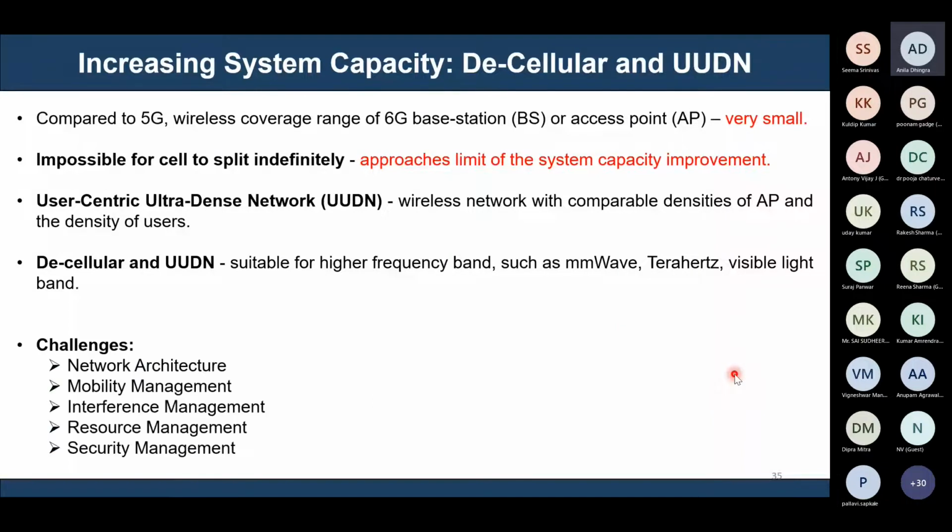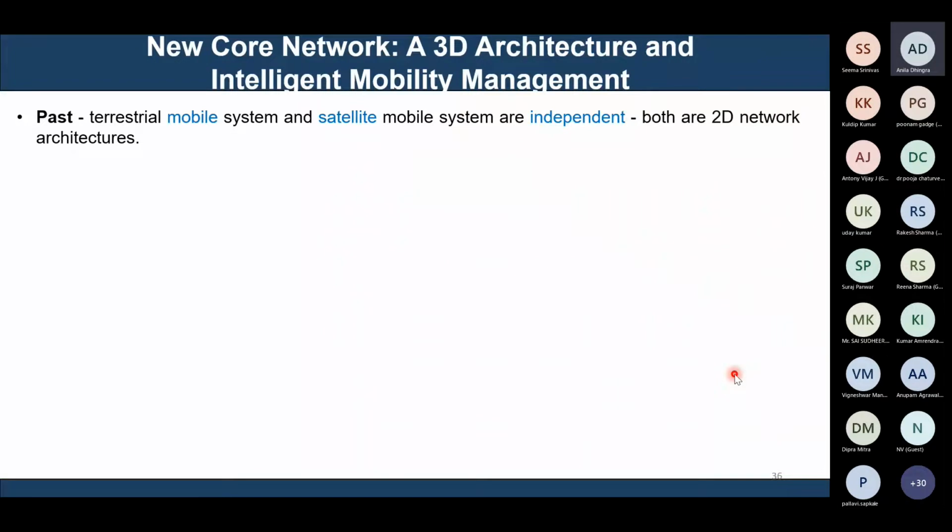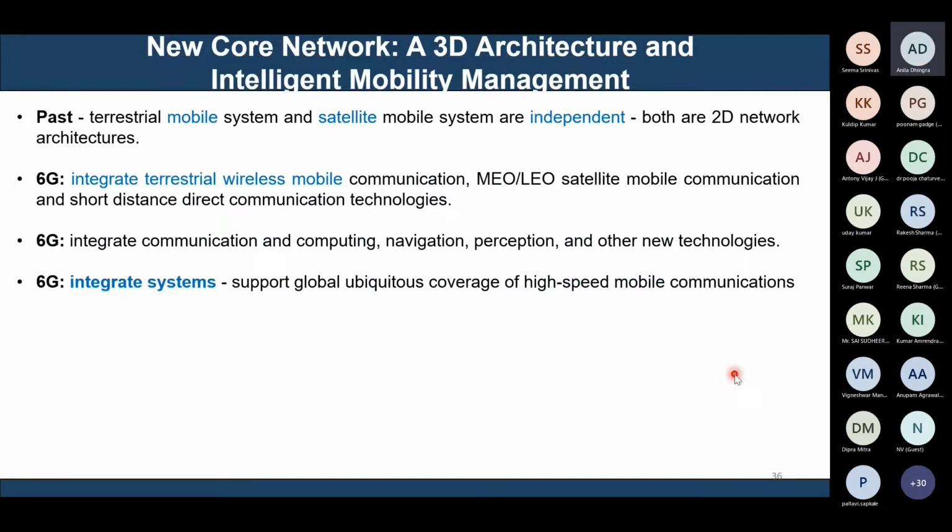But the problems are network architecture, mobility management, interference management, resource allocation, and security. These are the challenges in this particular field. Correct. So what was the past? The past was that we had a mobile communication system and a satellite communication system. They were independent. It's kind of a 2D network. Now what we are targeting is integrated terrestrial and satellite communication, and with other segments also, like underwater, overwater, indoor, outdoor. All of this is integrated in 6G, and a 3D structure is needed.